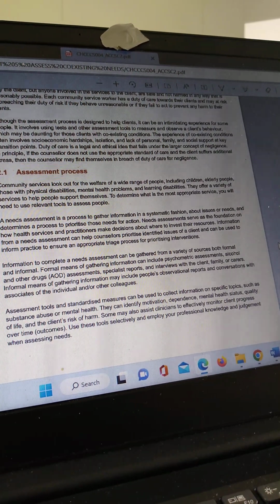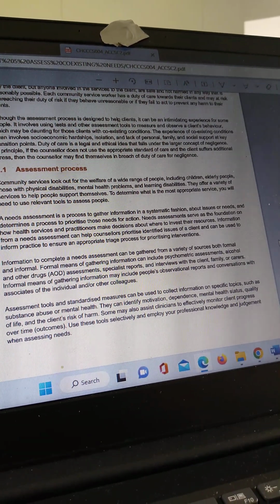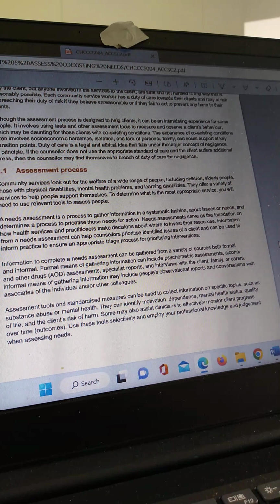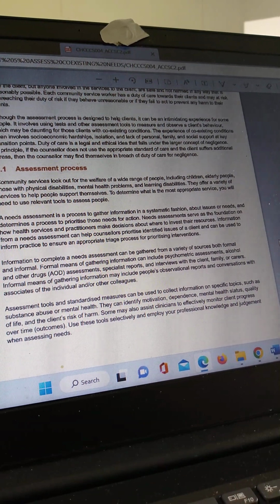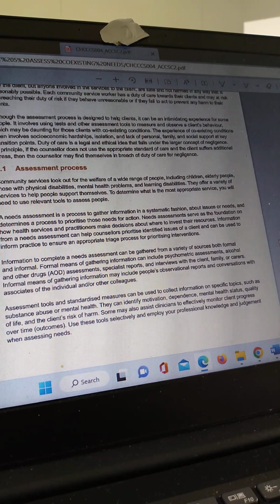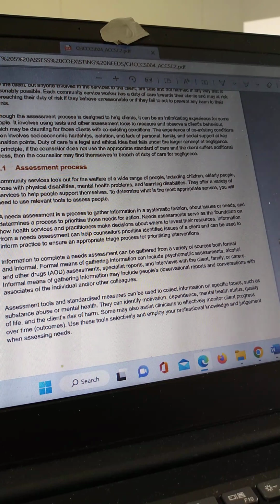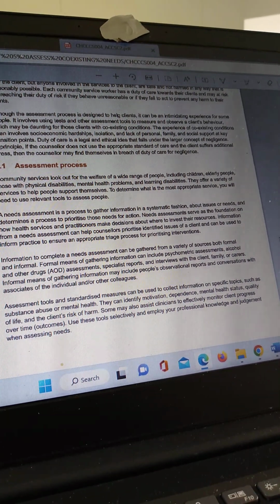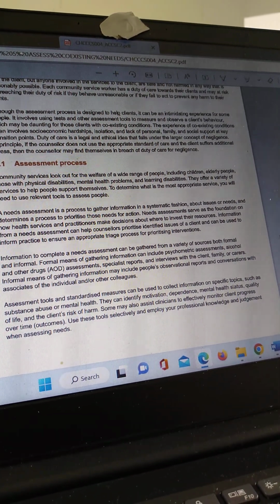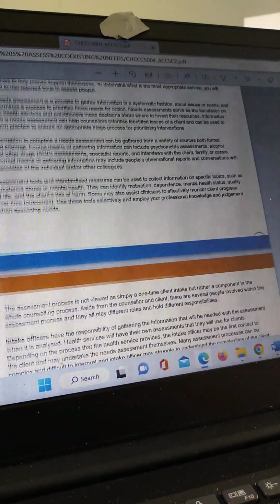They can identify motivation, dependence, mental health status, quality of life, and the client's risk of harm. Some may also assist clinicians to effectively monitor client progress over time. Use these tools selectively and employ your professional knowledge and judgment when assessing needs.